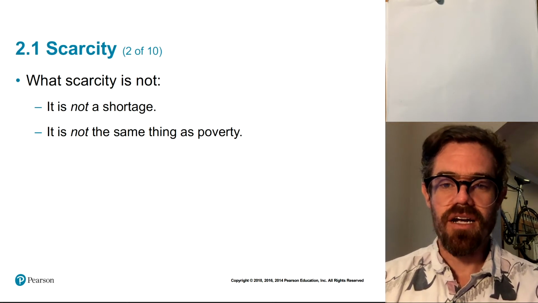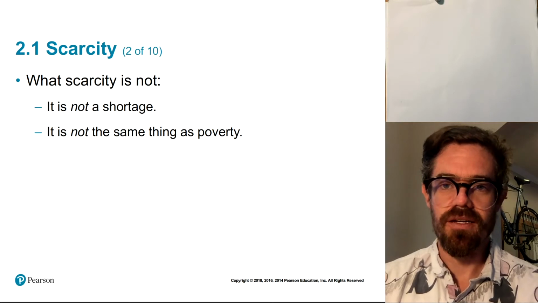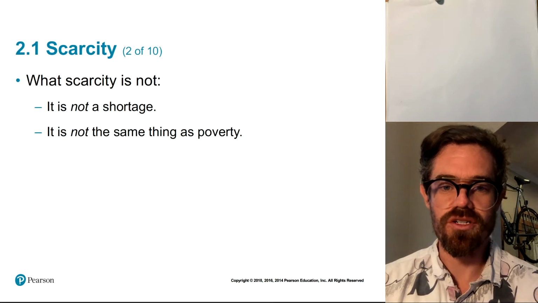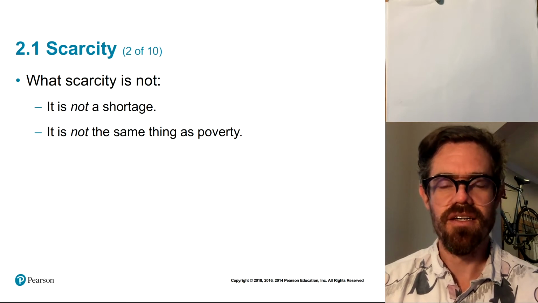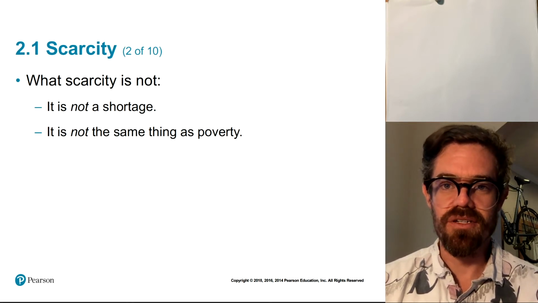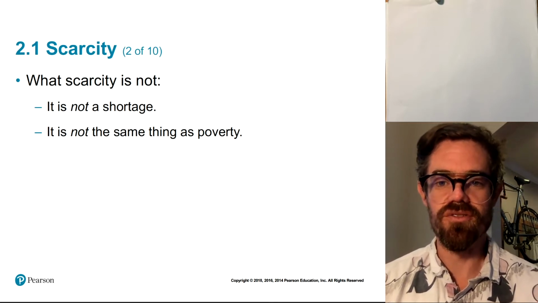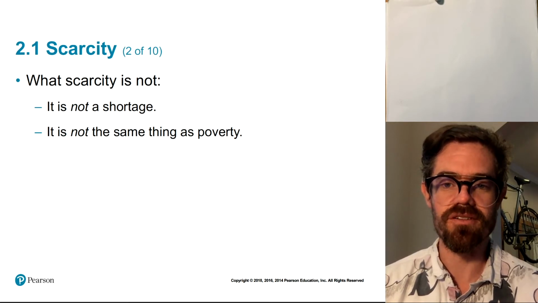Now, we do have to be careful here. Don't confuse scarcity with a shortage. If you're in micro, you will learn about what a shortage is. Scarcity is not a shortage. Scarcity is also not the same thing as poverty, as hopefully I made obvious with my example of Bill Gates. Even Bill Gates faces the issue of scarcity, so it's not the same thing as poverty either. So don't confuse scarcity with a shortage, and don't confuse it with poverty. They are not the same things.